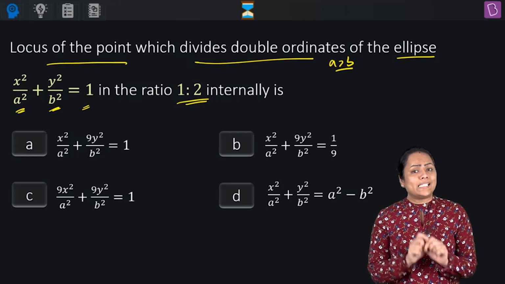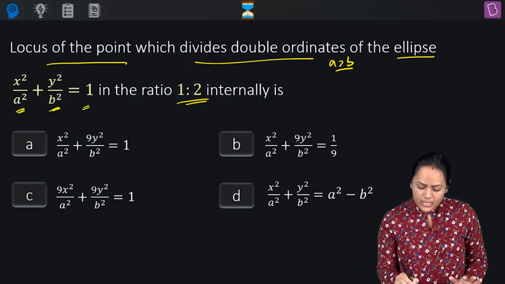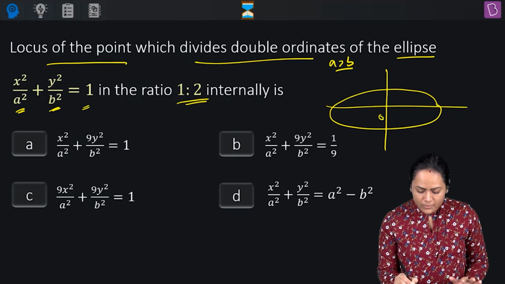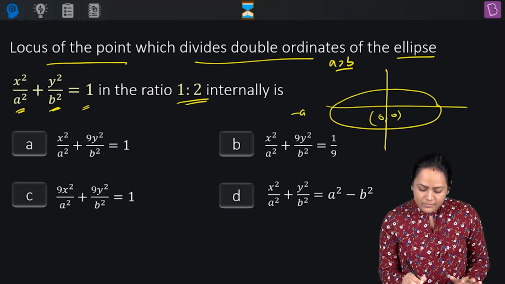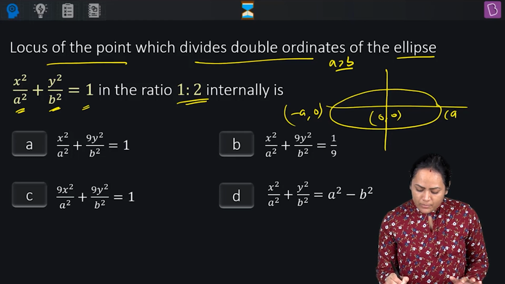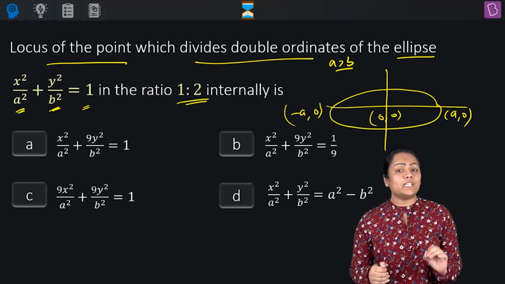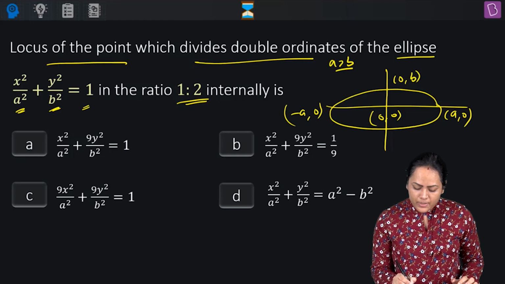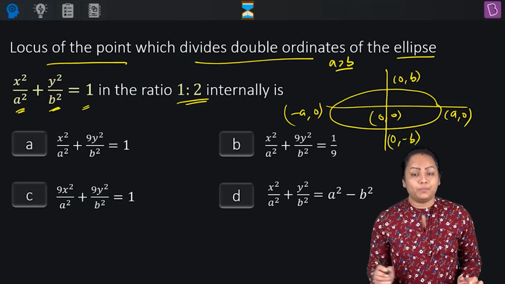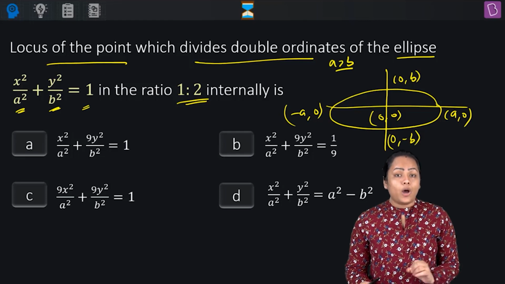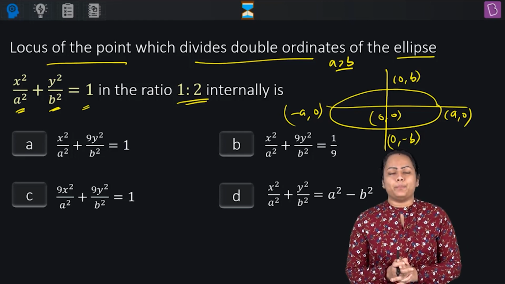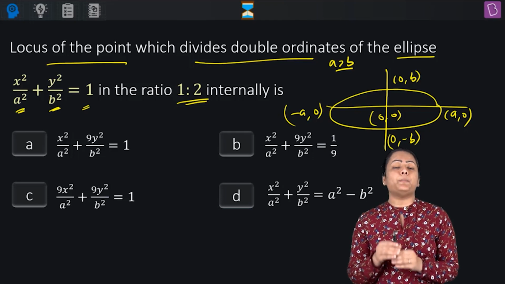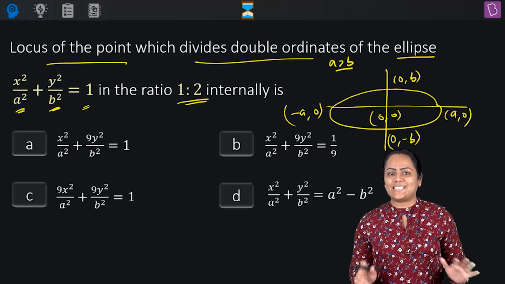We already know the center and the vertices, right? I have the center with me, let us say at 0 comma 0. The vertices are minus a comma 0 and a comma 0, and the extremities of my minor axis are going to be 0 comma b and 0 comma minus b, right? Now, what is a double ordinate? Well, we know that a double ordinate is basically a chord which is perpendicular to the major axis, isn't it?